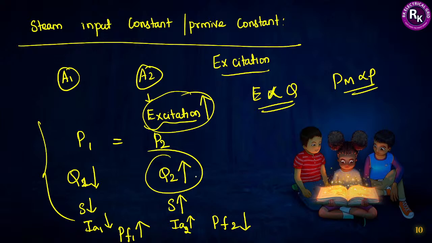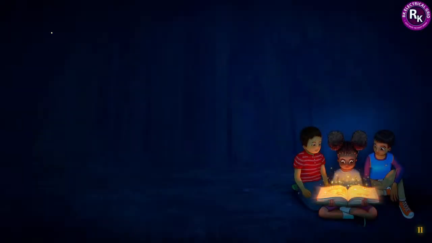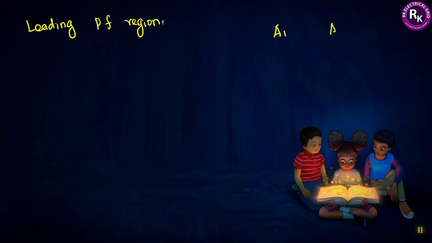Now let us understand further during this parallel operation. When we change the steam input or mechanical power, and maintain the excitation constant, what are the changes in the region of leading power factor and lagging power factor? A little bit of attention is required on the power factor of the machine, because that is very important. Now, observing the leading power factor region, as usual, let us take two alternators A1 and A2, both connected in parallel.